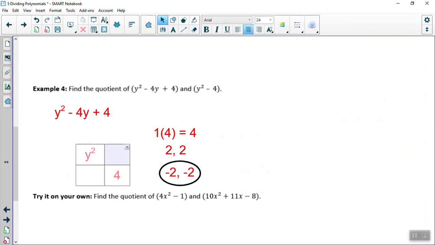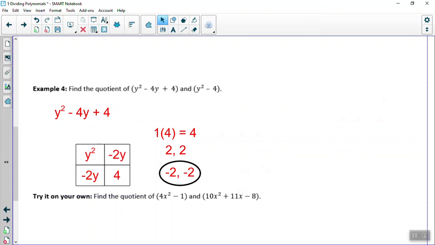So now we can go ahead and we can put those into here. So I get my -2y and a -2y. All right, so now that we have those, now let's go ahead and pull out our greatest common factors. So my top row, they both have a y in common. My bottom row, they both have a -2. First column, y. Second column, -2. All right, so now we can take those two factors that we have, put that in my numerator.